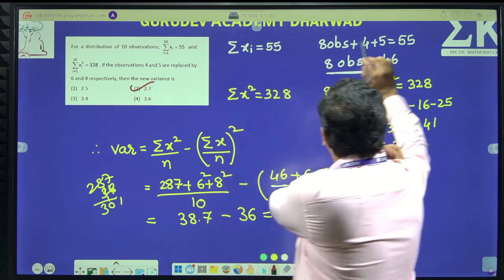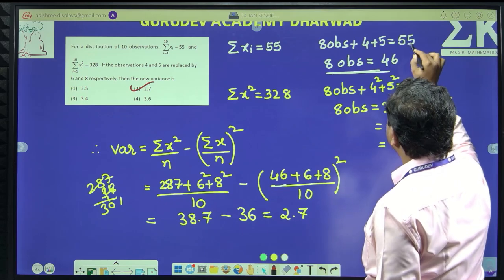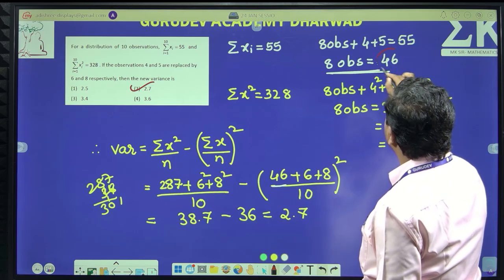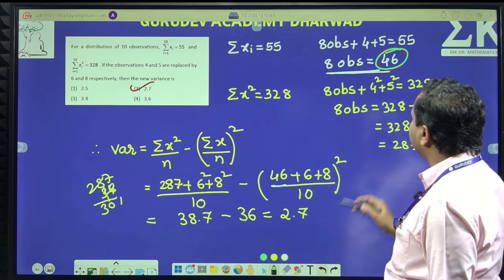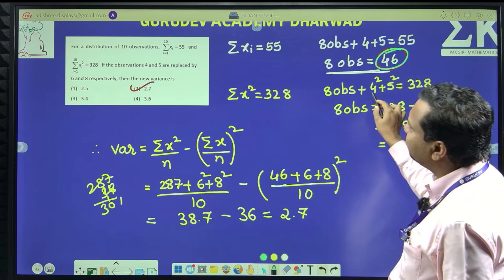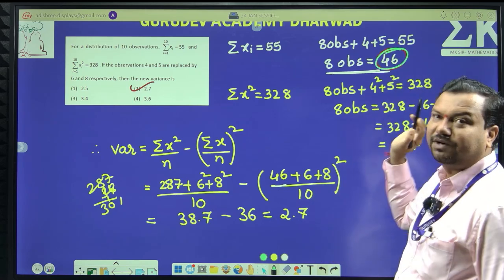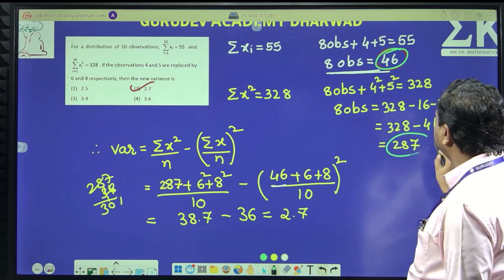See, first thing is, of course, there was an addition mistake here. So 55 minus 9, it should be 46. That is the first correction. The next correction is the sum of the squares of the observations. Therefore, 4 square plus 5 square I have to consider. Then subtraction will give you 287.